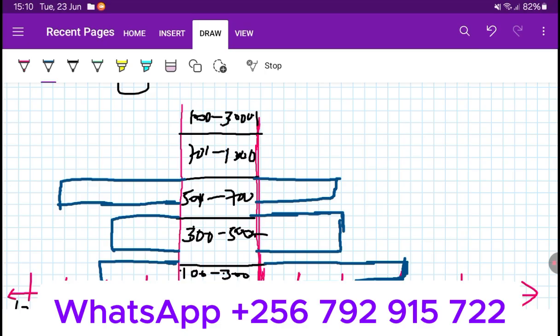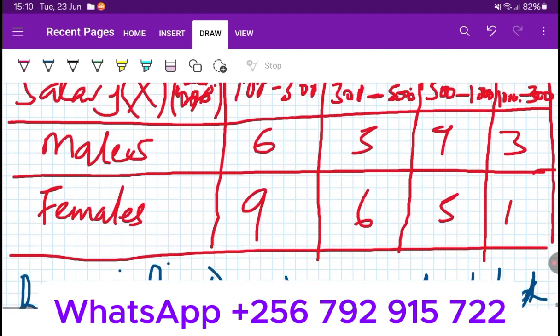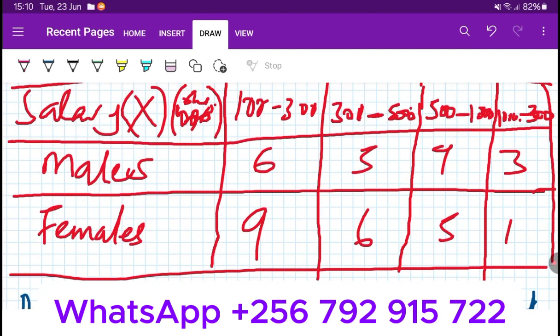Then those who are earning 700 to 1 million. Actually, we didn't include the one for 700. We included the one for 500 to 1 million. There were 9 and 5. Then the last one was 1 million to 3 million. This one were 1. Female, they were 1.